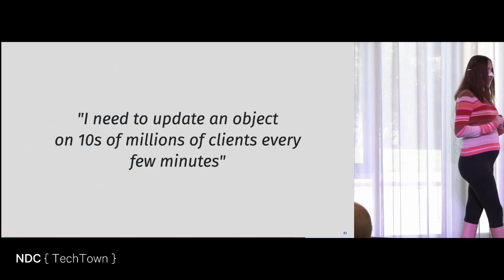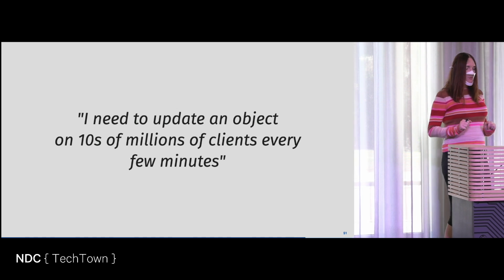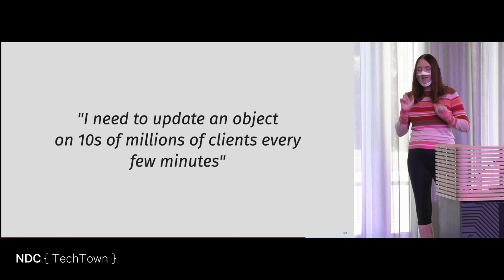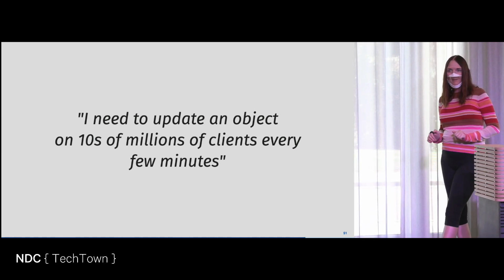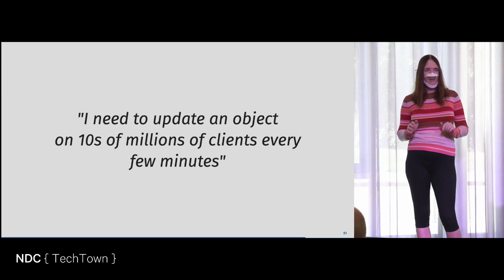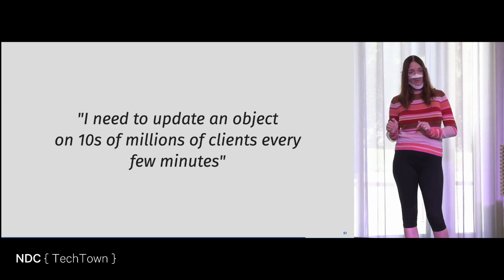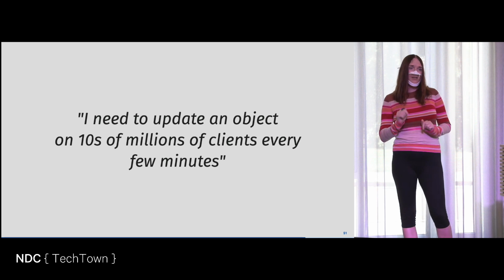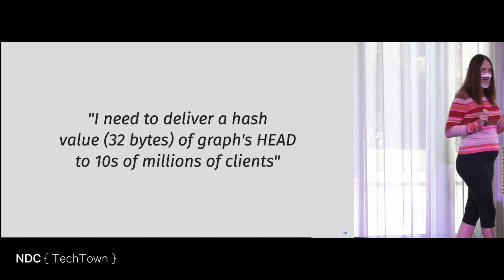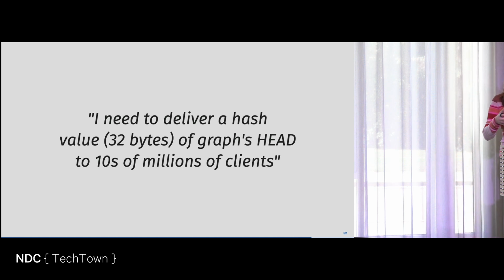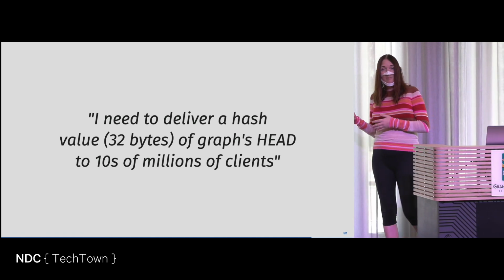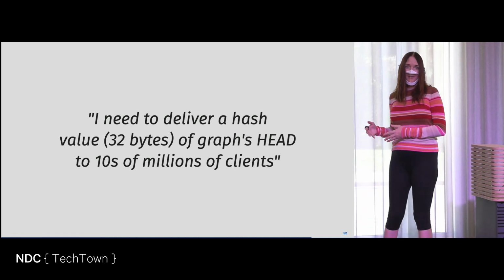So I told you at the beginning, I need to update an object, whatever object, on tens of millions of clients every few minutes. Actually, I kind of lied to you. I showed you only part of it, because everything can be done on the client, which is much cheaper. And now the problem is actually, I just need to deliver a hash value, 32 bytes, which is just the graph head, to tens of millions of clients, which is a much simpler task to do actually.